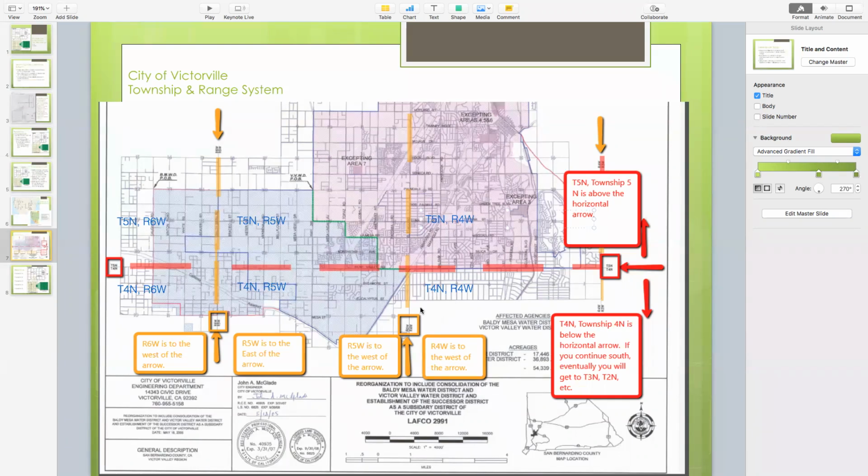I know this because I am in Township 5 North, north of this baseline, and Range 4 West, I'm west of this meridian.